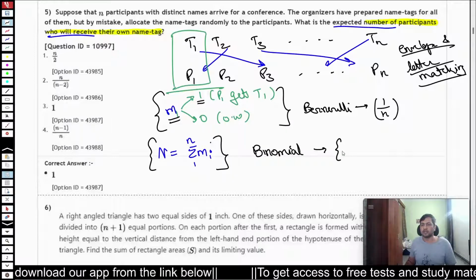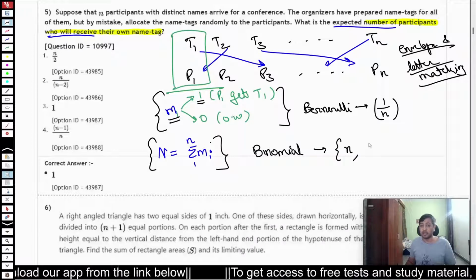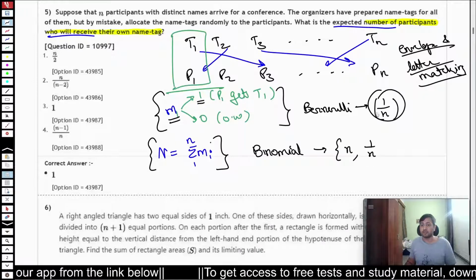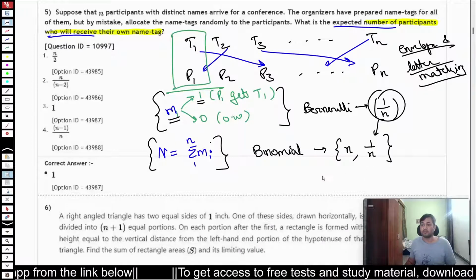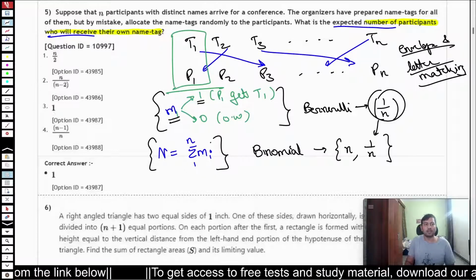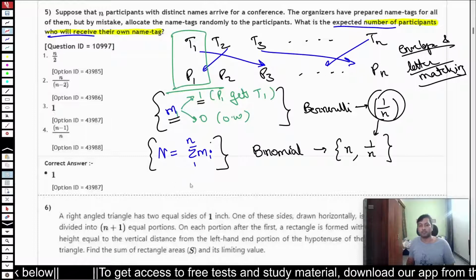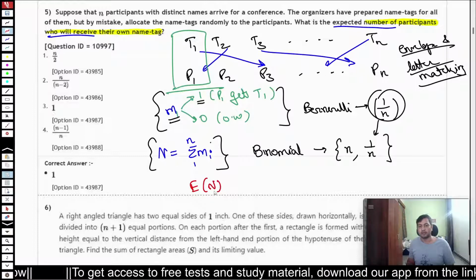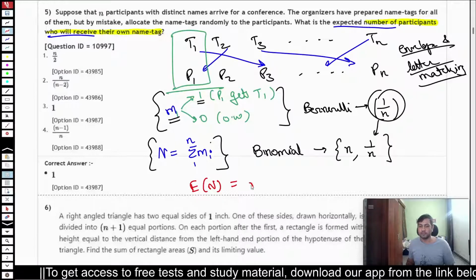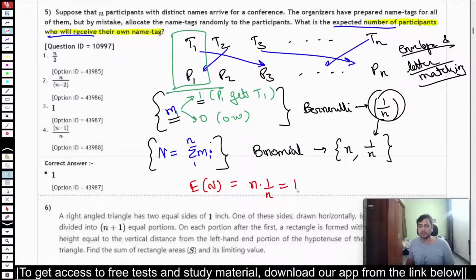With parameters n and p. So here n and p is 1 by n, which is coming from here. So this is now a binomial random variable. The expected value of a binomial random variable is n into p, n into 1 by n. So that is equal to 1.